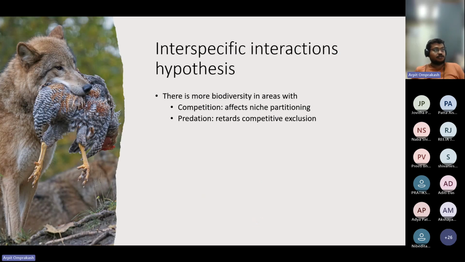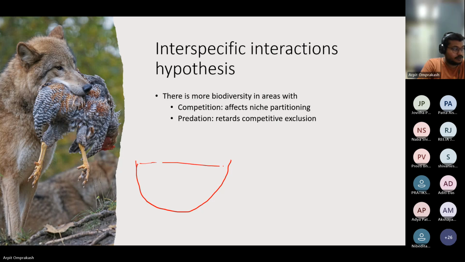The next theory is the interspecific interactions hypothesis. What this states is that there is more biodiversity in areas with either competition or predation. So basically, competition: let's say you have a pond here, which has some algae on top, right?